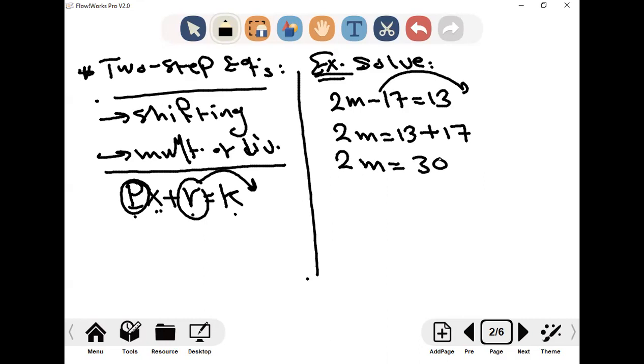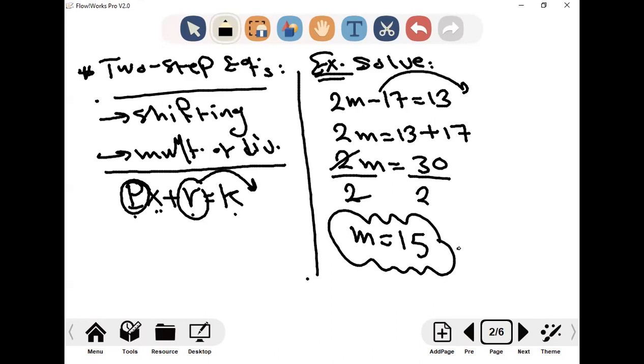Now I turn it to what? To a multiplication equation. Now I have a coefficient, which is what? What's the coefficient? 2. Divide both sides by 2. So m equals 15. Now let's check. Replace m in the original equation by what? 15. 2 multiplied by 15 is 30. Minus 17 is 13. You understand?